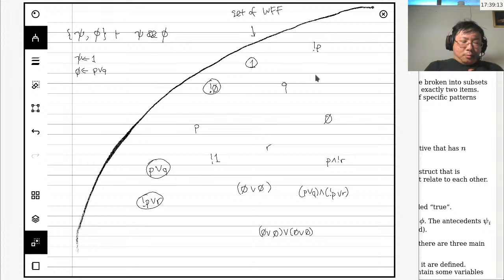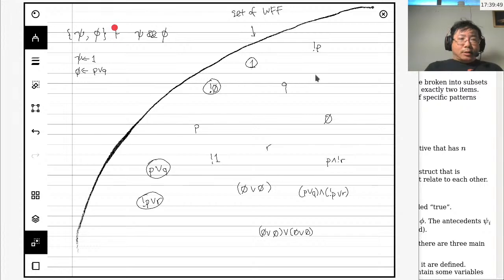P or Q. One is a well-formed formula that is known to be true. That's why it's circled. P or Q is a well-formed formula. It is also known to be true because it is also circled, and that is because it is in iota. And we don't question why certain things are in iota because that's given to you. So now we have satisfied that we found something for psi, we found something for phi, and once the set of the patterns are satisfied, now we use the inference rule.